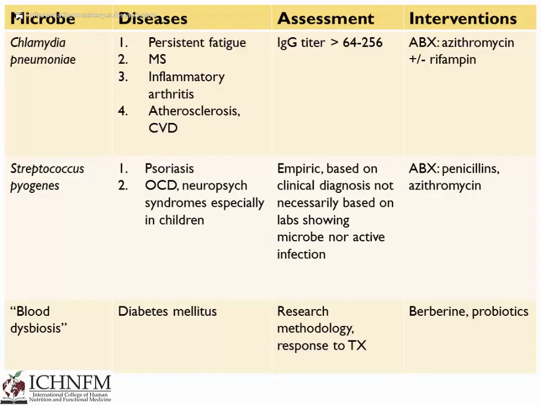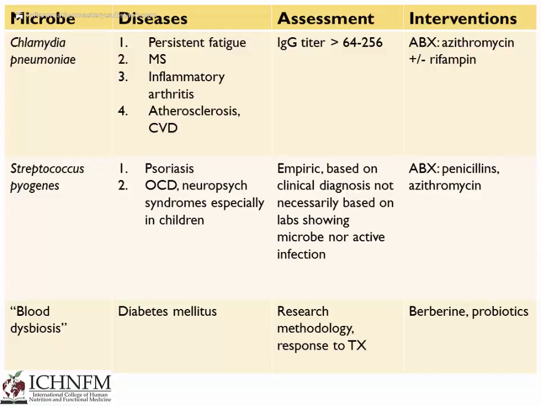Here's what we're going to focus on today. We're going to talk about microbes, disease, assessments, and interventions. We're going to talk about Chlamydia pneumoniae associated with persistent fatigue, multiple sclerosis, inflammatory arthritis, and one of its first associations, of course, was with atherosclerosis and cardiovascular disease. From a medical microbiology standpoint, we, of course, associate Chlamydia pneumoniae with pneumonia. It typically causes pneumonia in older patients, especially older alcoholics. That's one of the classic associations.